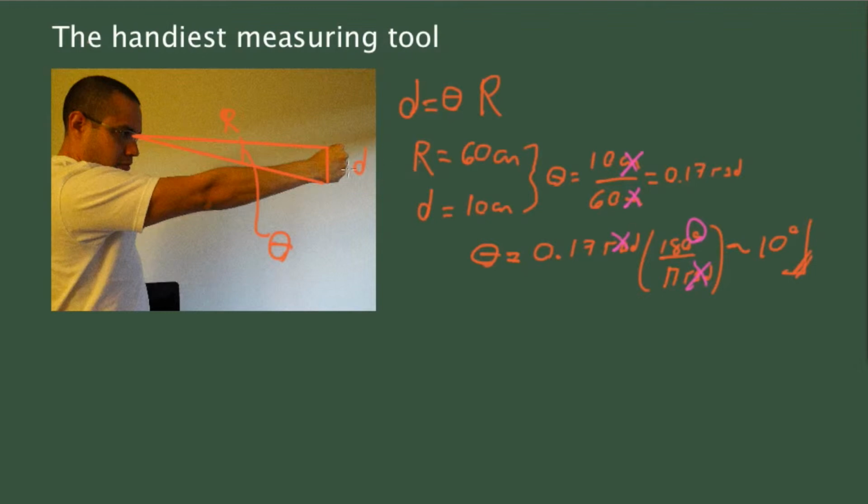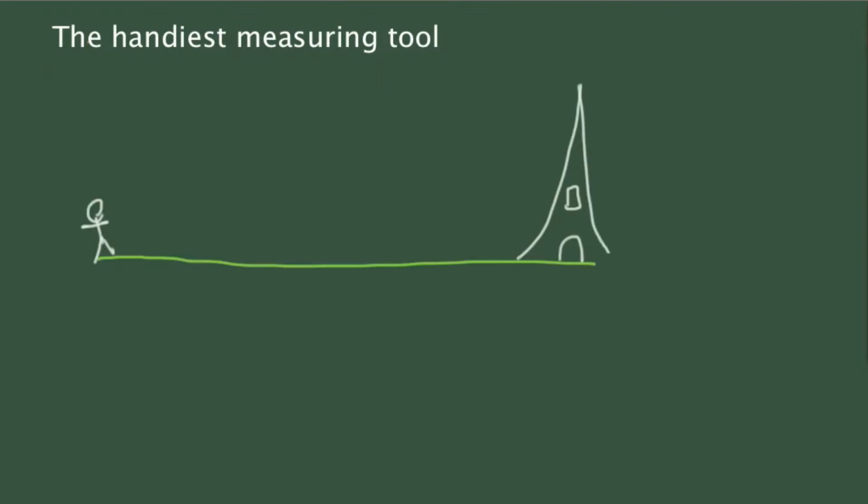For example, if I go out and look at the moon and I see that my fist is completely covering the moon, I know that the moon has an angular span of 10 degrees. Now that I have this piece of information, let's go out and do some measurements.